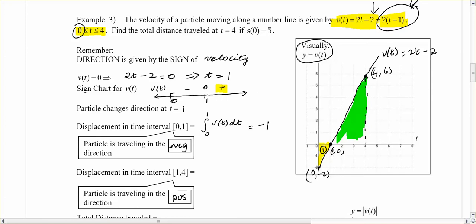All this is just good review. So what's that area going to be? A half. This is 4, that's 1, so this is 3. So one leg of my right triangle is length 3. The other is 6, so a half times 3 times 6 is a half of 18, which is 9. So that green triangle has area 9, and that means that the integral from 1 to 4 of v of t dt is positive 9. It's above the x-axis, and I'm going left to right, the usual direction.